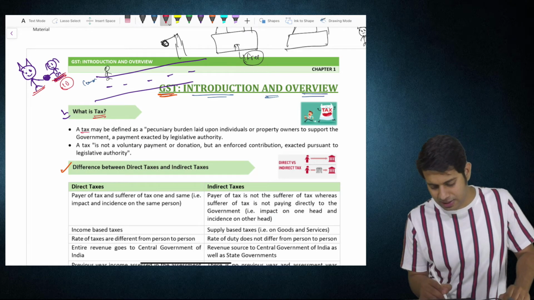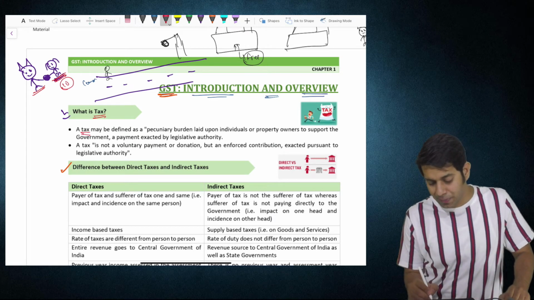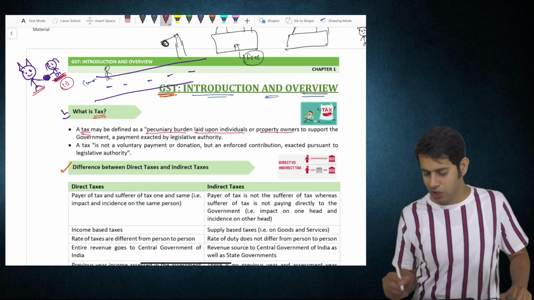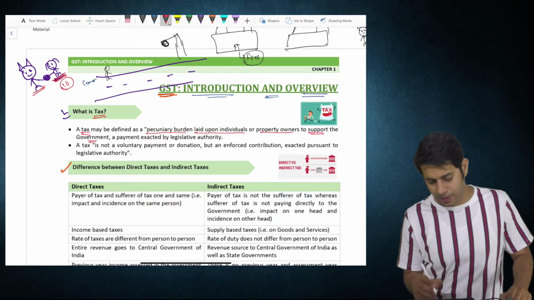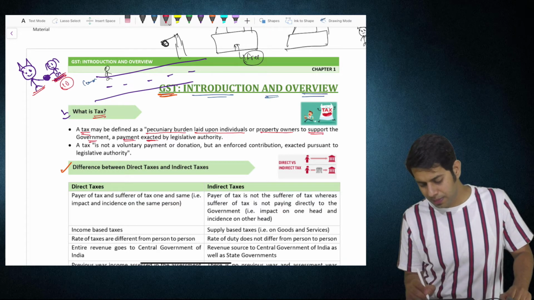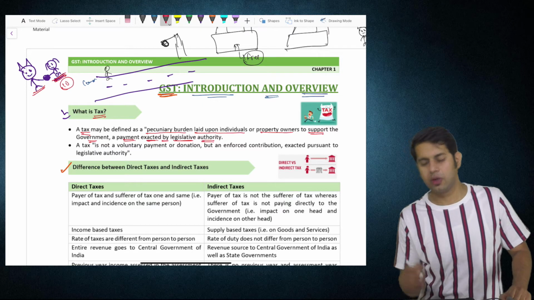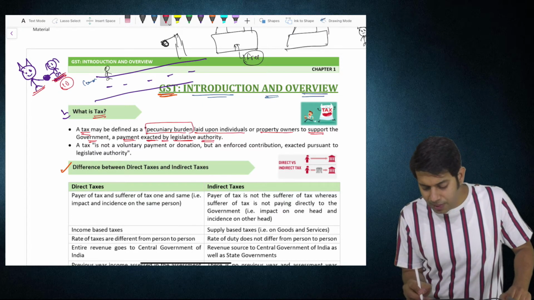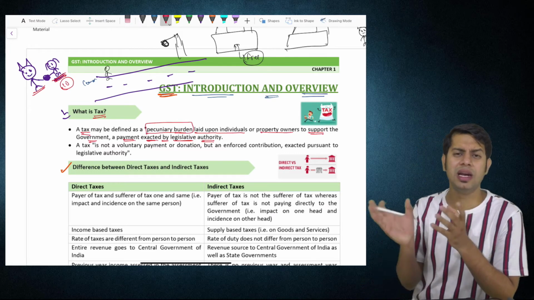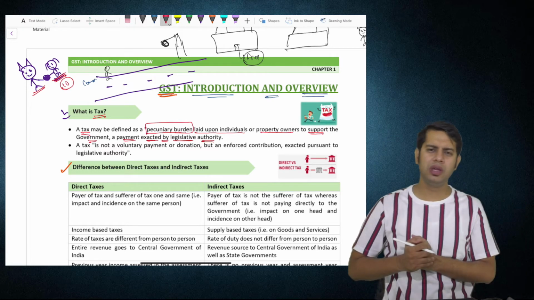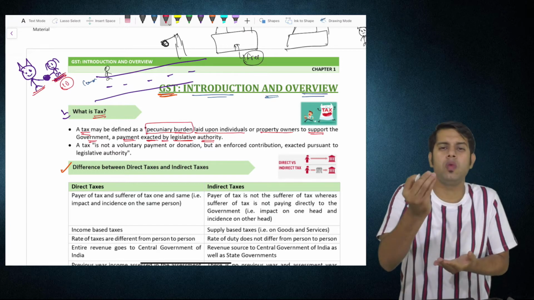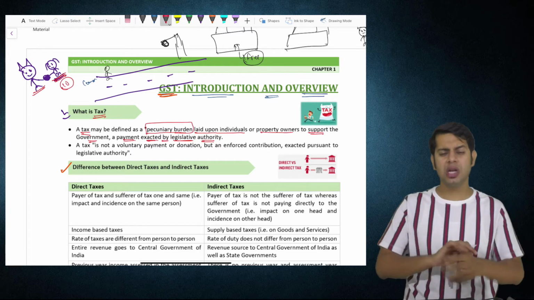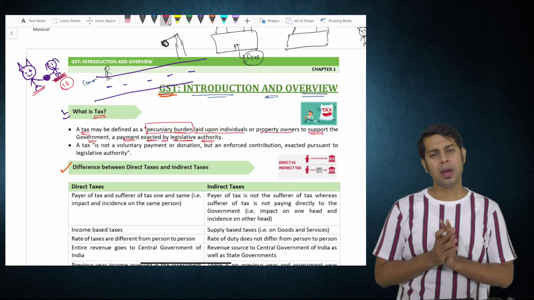What do you mean by tax, sir? Now, tax is defined as a pecuniary burden which is laid upon individuals or property owners to support the government. It is a payment which is extracted by legislative authority. It is a pecuniary burden. Sir, what do you mean by this pecuniary burden? It is a monetary burden which is laid upon the individual. It is something which you have to pay in money, in cash, to the government, for different activities conducted by the government.